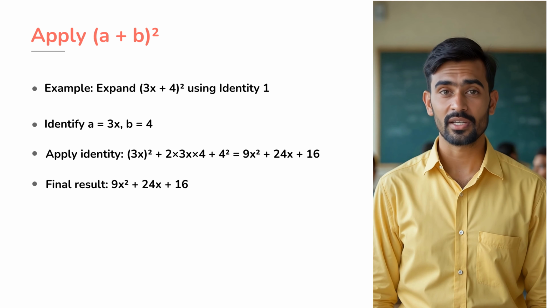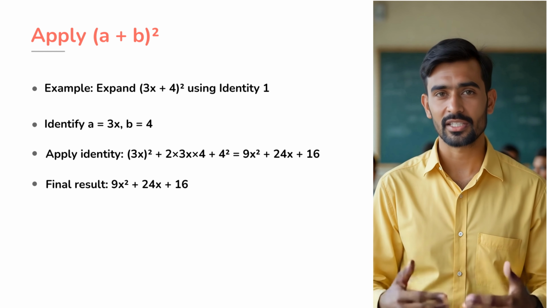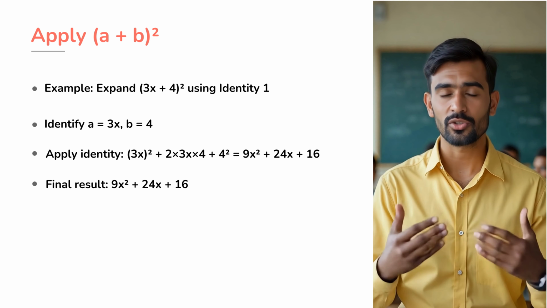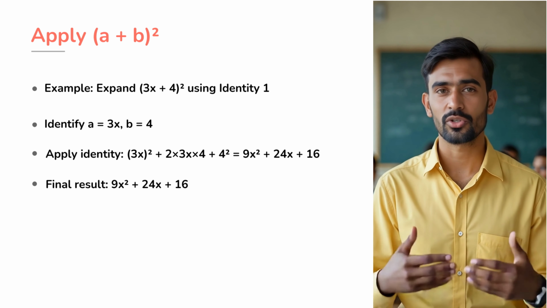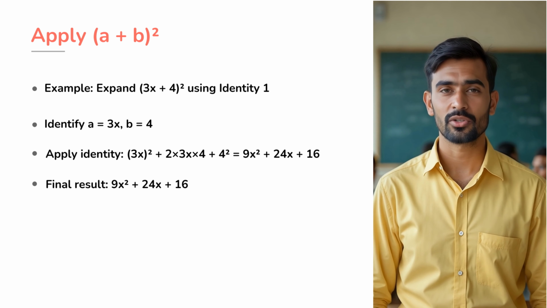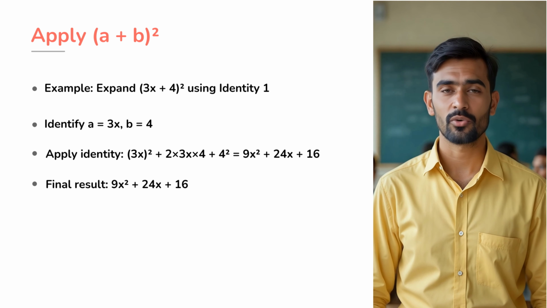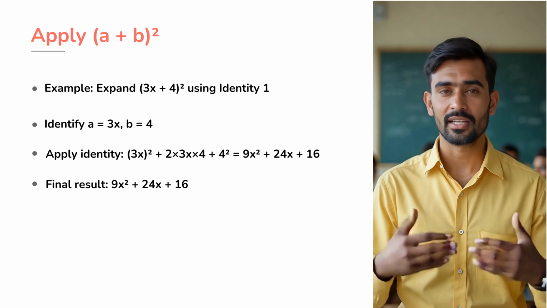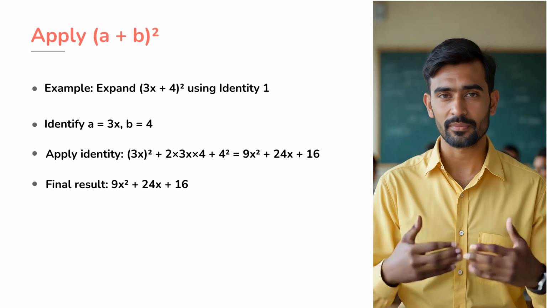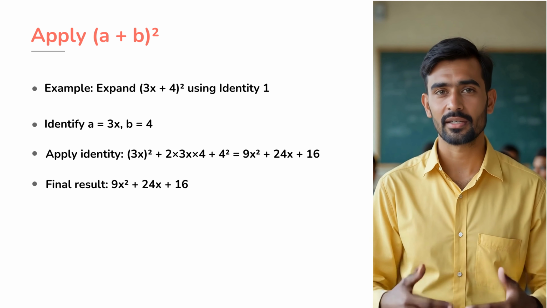Let's try this one. Expand (3x + 4)² using identity 1. Step 1. Match it to (a + b)². Here a is equal to 3x and b is equal to 4. Step 2. Apply the identity: (3x)² + 2 × 3x × 4 + 4² is equal to 9x² + 24x + 16, and done. That's identity magic in action, no long multiplication needed.